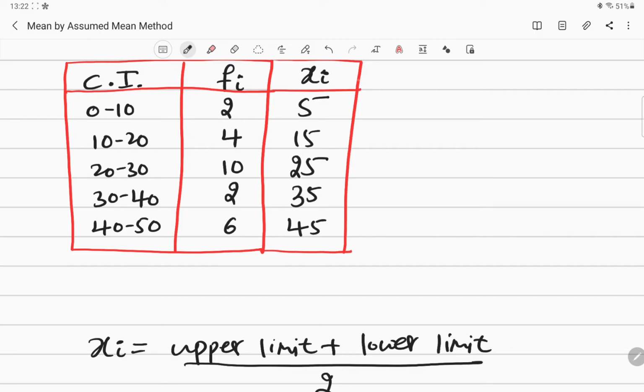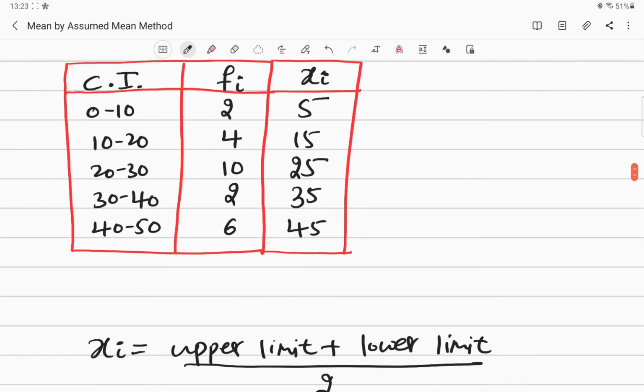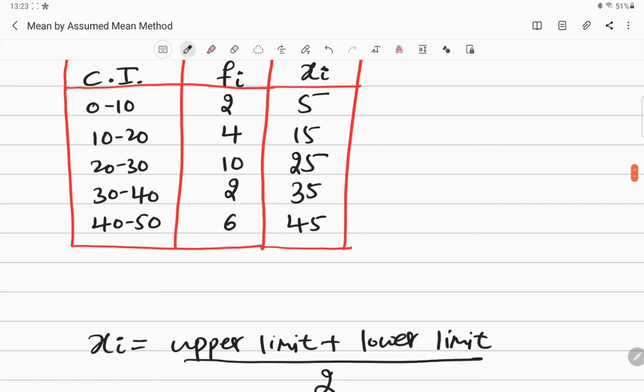All right, now here is the end of the direct method. Now you find fi xi, then sigma fi xi divided by sigma fi, which will give you the mean. That is by the direct method. Now you have to find it by the assumed mean method. Among these values, 5, 15, 25, 35, and 45, you have to assume any one as the assumed mean.